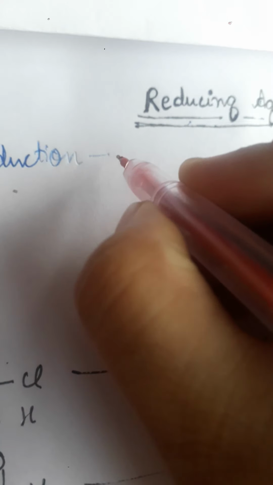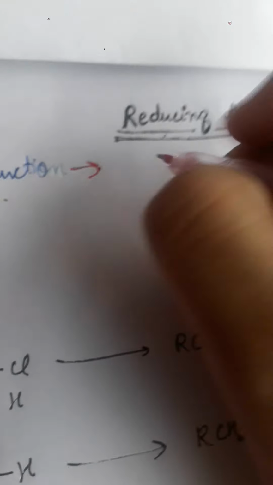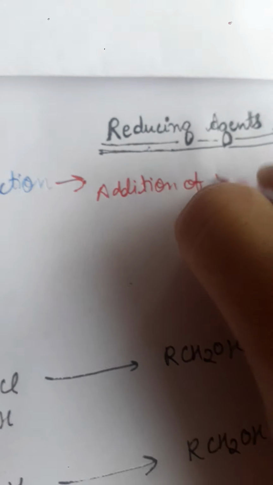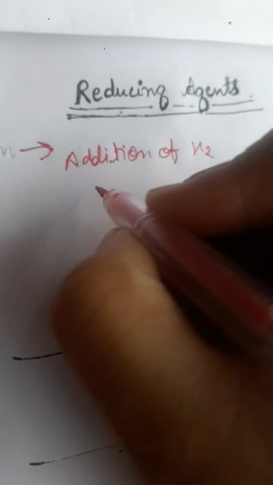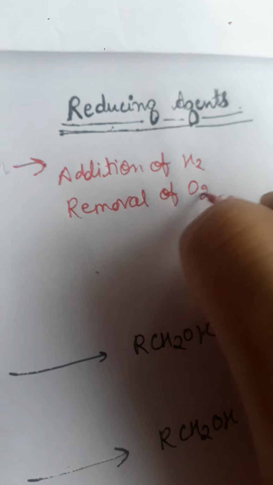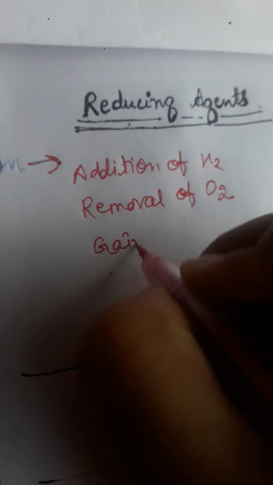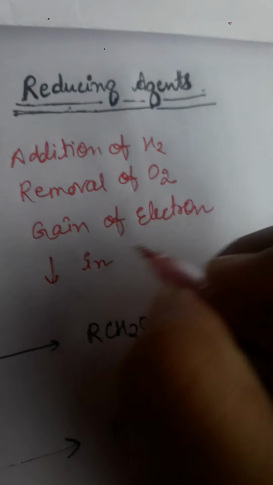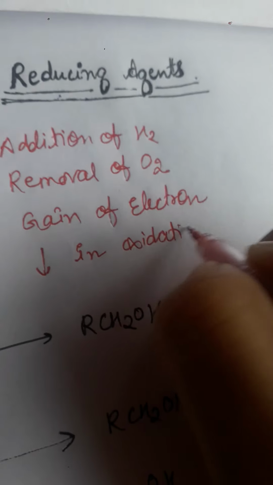Reduction means, in simple terms to understand this: the first definition is addition of hydrogen. The next one is removal of oxygen. The next one is gain of electron, and the fourth one is that reduction is the procedure where we find a decrease in the oxidation number.